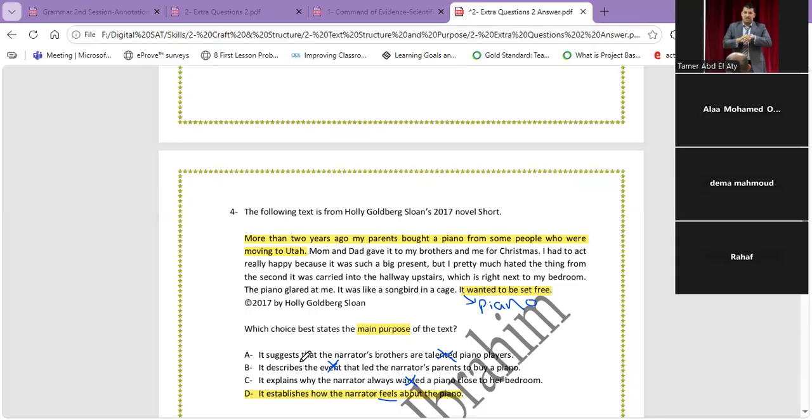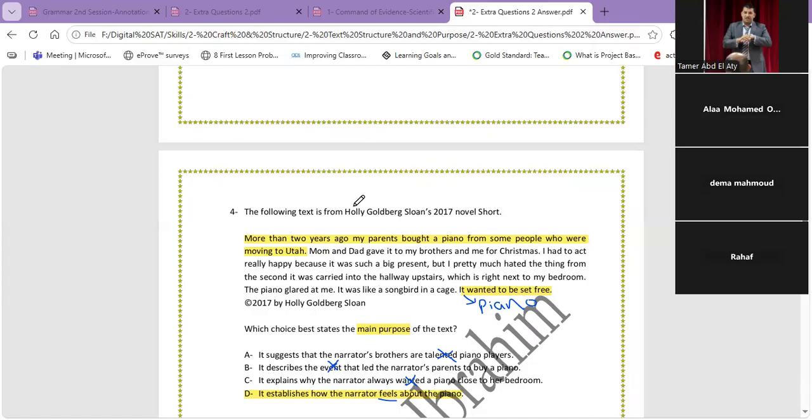So cancel. It explained why the narrator always wanted a piano too close to her bedroom? He didn't say that it's close or why she wanted. So cancel. It established how the narrator feels about the piano, maybe about a feeling, because here it said it wanted to be set free. But just to be sure that my answer is right, I'm going to read the whole thing.